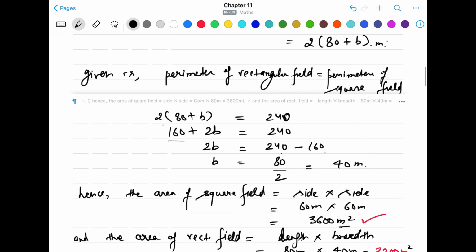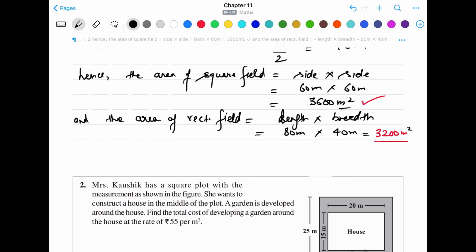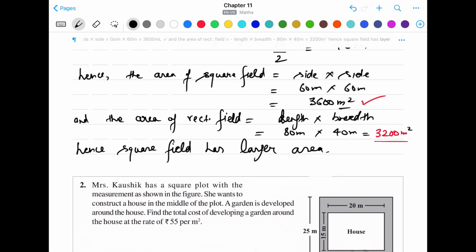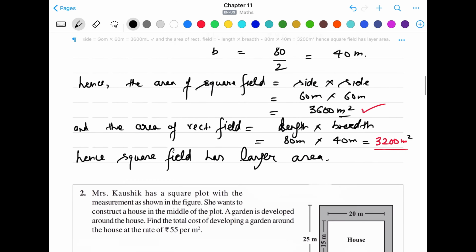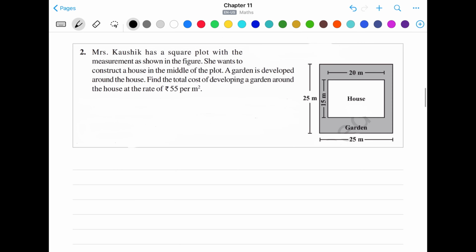So we can write, hence, square field has larger area. So that's the answer to question number 1 of exercise 12.1. Now moving to the next question.